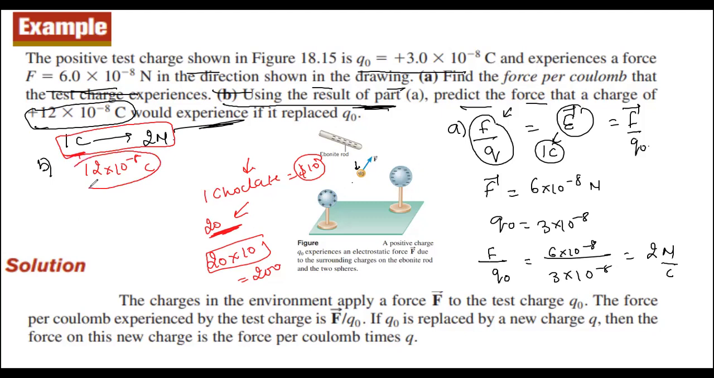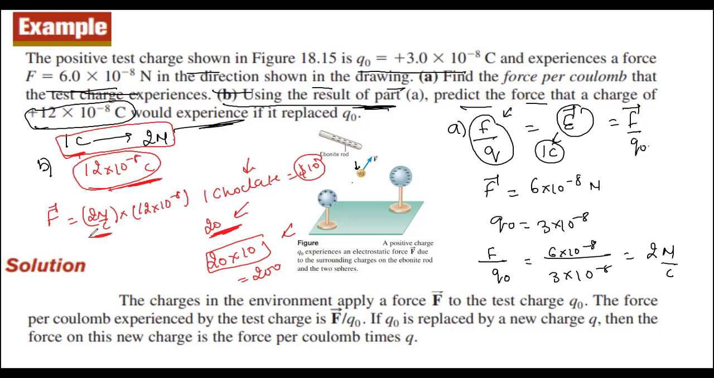So I know the force that is being experienced by 1 coulomb. How many coulombs am I looking for? 12 into 10 to the power minus 8. So what would I do to solve this question? I will simply do what I did for the chocolates. A charge of 12 into 10 to the power minus 8 coulomb would experience a force of how much? 1 coulomb is experiencing 2 Newton, so I will multiply this number. So 12 into 10 to the power minus 8 coulombs will be experiencing 2 Newton per coulomb times 12 into 10 to the power minus 8, right?